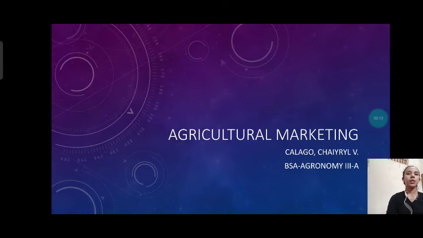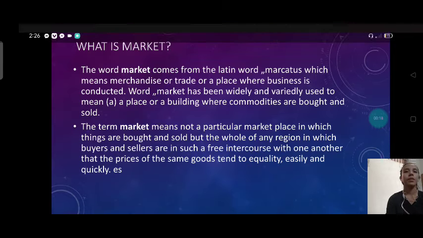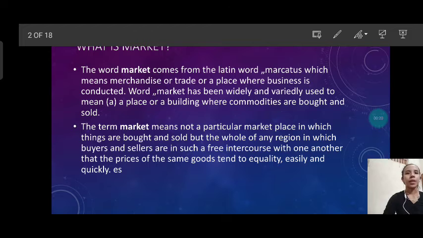Today, we're going to discuss agricultural marketing. And what is market? The word market comes from the Latin word marcatus, which means merchandise or trade, or a place where business is conducted. The word market has been widely and variedly used to mean a place or a building where commodities are bought and sold. That is market.